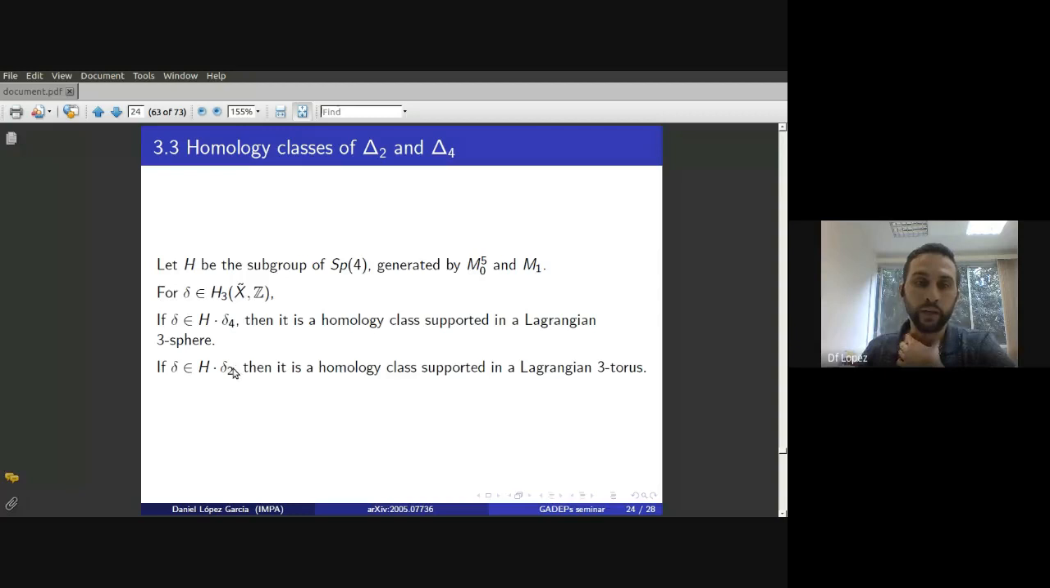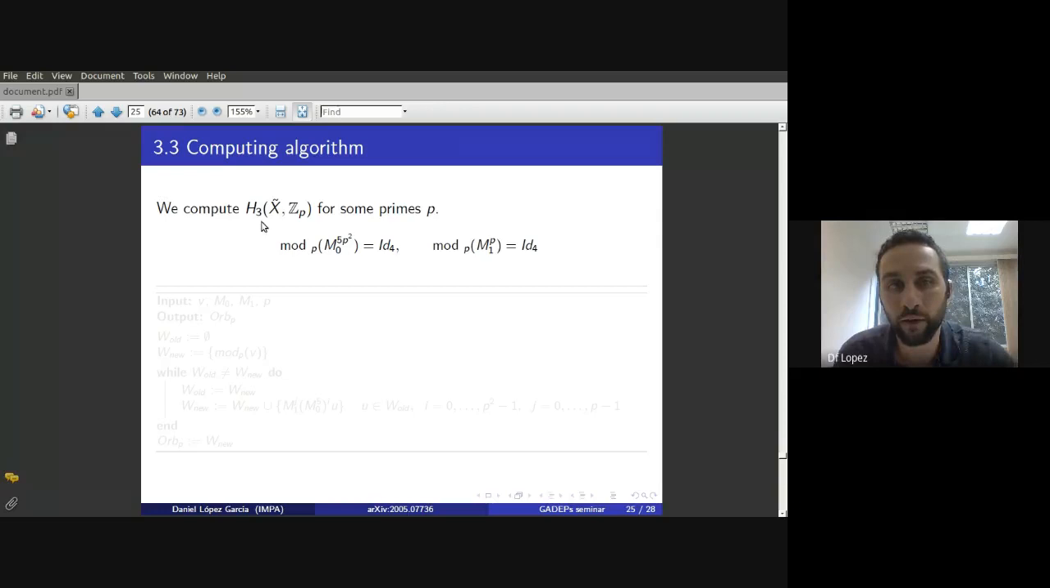So I would like to compute these orbits explicitly, but unfortunately I don't know how to do that. So far I don't know how, but I have some partial results, by considering coefficients in Z_p. This is basically because this is a set with a finite number of elements, so we can compute explicitly for some prime numbers. However, I have a way to do that, by noticing this identity here: the matrix M0 to 5 times p squared modulo p is the identity matrix, and N1 to p modulo p is the identity matrix.